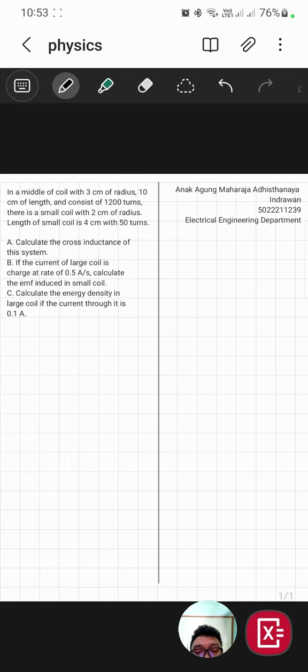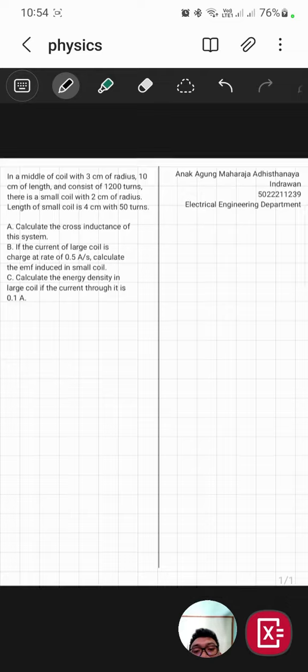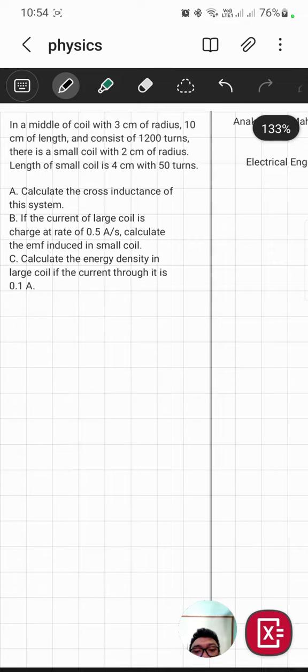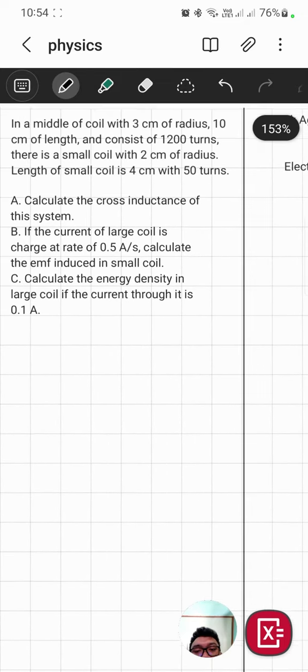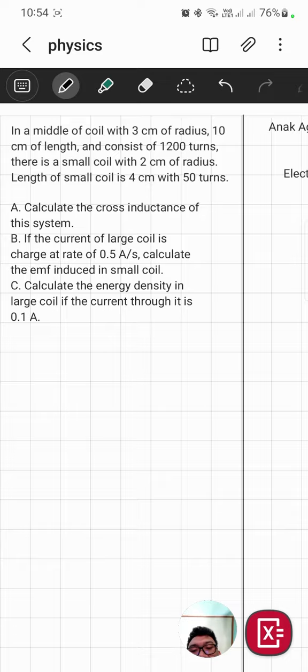So in this video I will show you the answer of this problem given in physics. The problem is: a middle coil with 3 cm of radius, 10 cm of length, and consisting of 1,200 turns. There is a small coil with 2 cm of radius. The length of the coil is 4 cm with 50 turns. To solve this, the first problem is to calculate the cross inductance of the system.